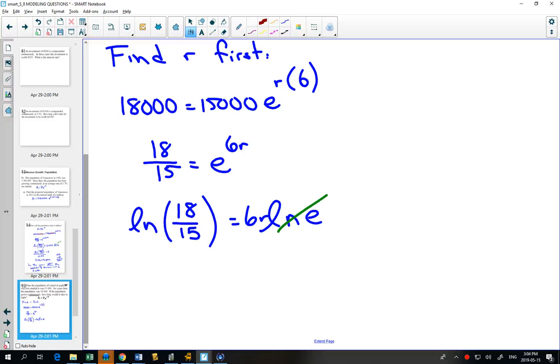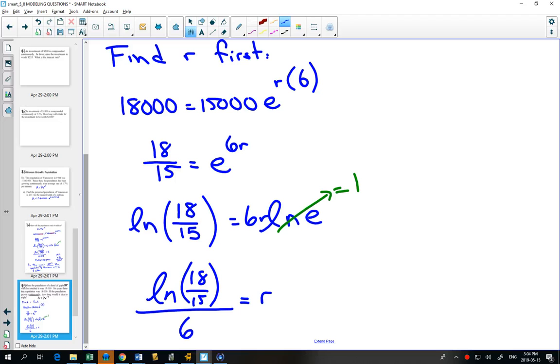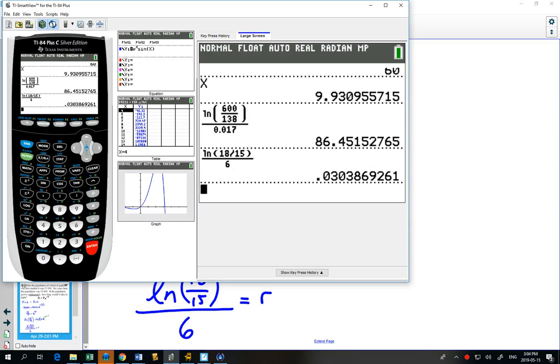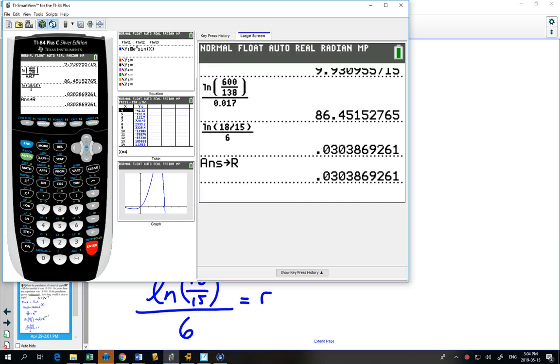So natural log of e is 1. And so we can solve for r to be the natural log of 18 over 15, all divided by 6. We're going to go to our calculator, type that in. Natural log of 18 divided by 15, all divided by 6. And we get a value for r. We're going to need all of those decimal places. You can store it as x, but if you want to even use the letter r, you can store it as r if you'd like.